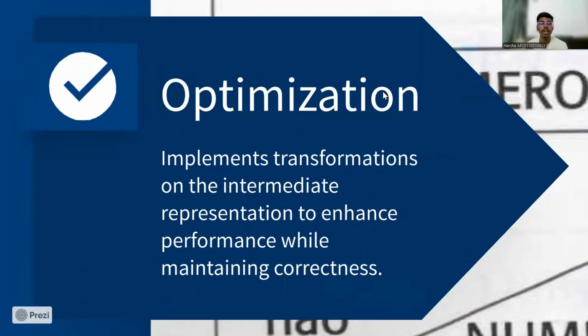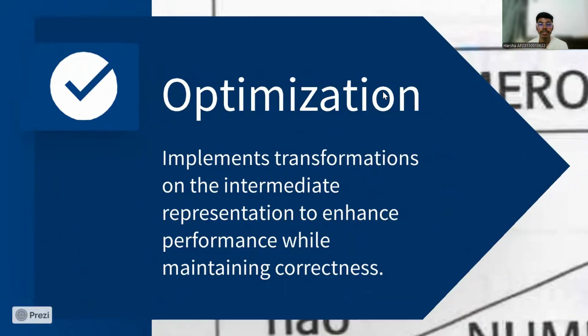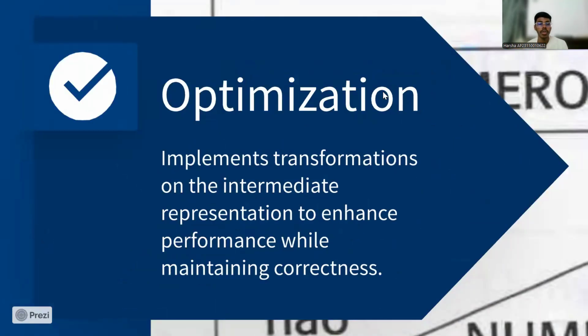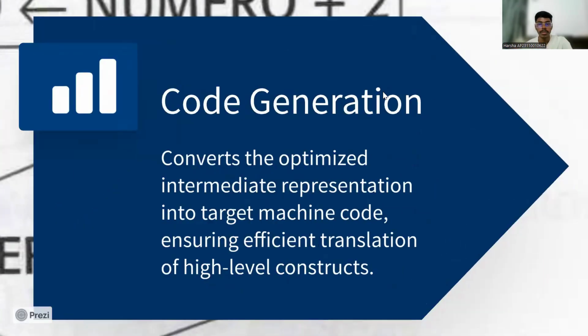And the next one is code generation and optimization. Optimization implements transformations on the intermediate representation to enhance performance while maintaining correctness. So it makes the code faster. And code generation converts the optimized intermediate representation into target machine code, ensuring efficient translation of high-level constructs. So this means it converts into machine code.